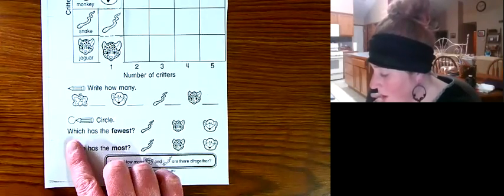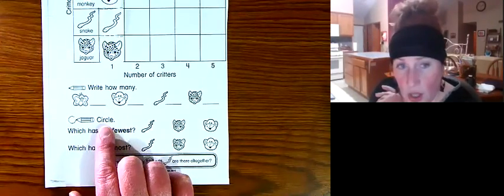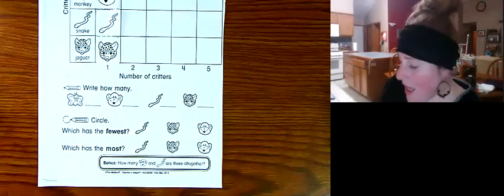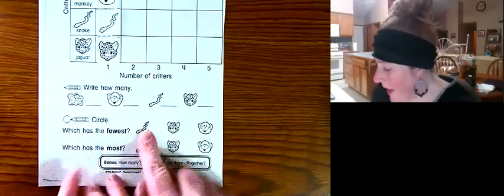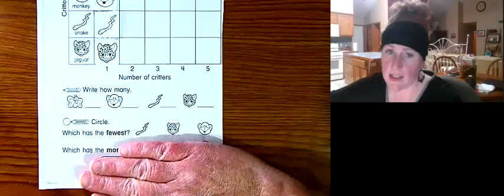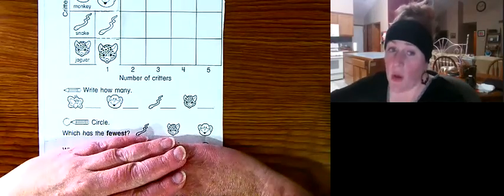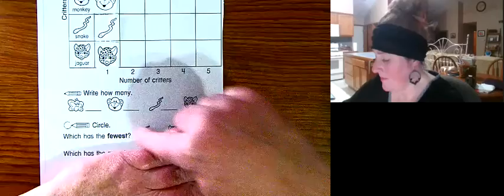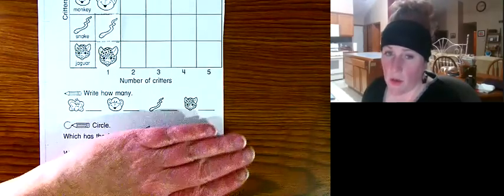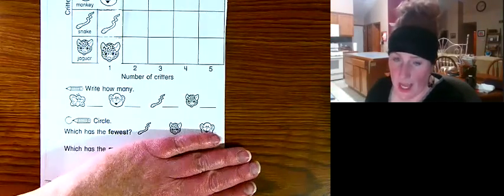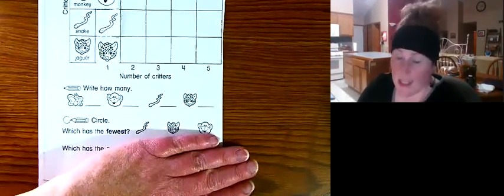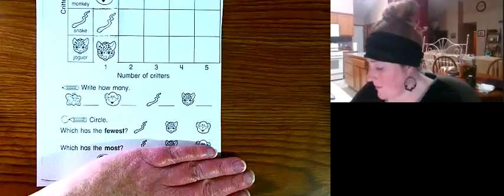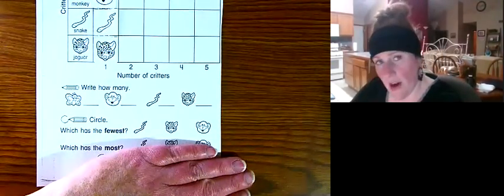So what it wants you to do is circle the shape with no vertices. Circle which animal on this row. So look, I'm going to put my hand like this because we're only looking at that one row. Which has the fewest of these critters? You don't want to look at all of them. You only want to look at those three. Which one of those three has the fewest? Not on my paper, on your paper. Is it the snake, the jaguar, or the monkey?